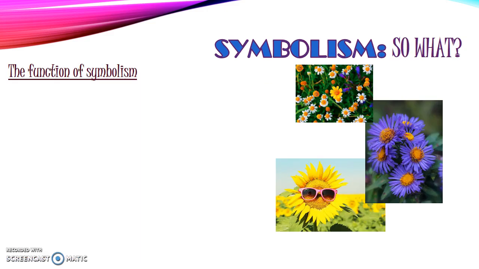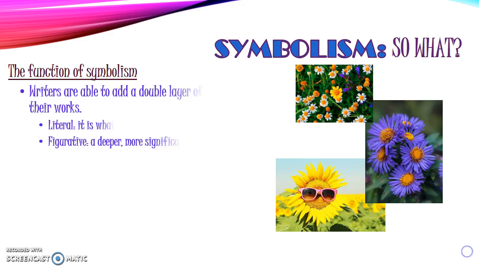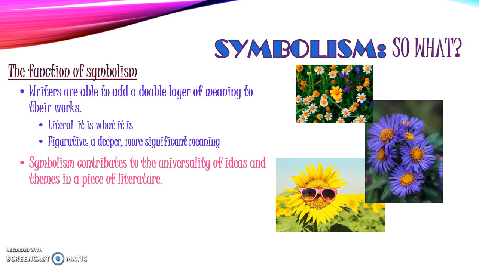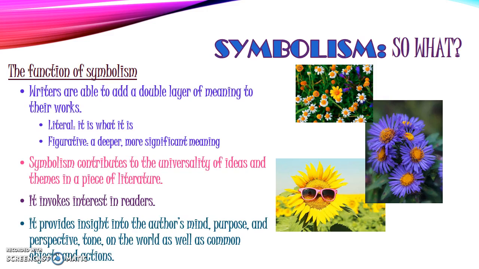The function of symbolism. So what? Writers are able to add a double layer of meaning to their works. Literal, it is what it is, and figurative, a deeper, more significant meaning. Symbolism contributes to the universality of ideas and themes in a piece of literature. It invokes interest in readers. It provides insight into the author's mind, purpose, and perspective, tone, on the world as well as common objects and actions.